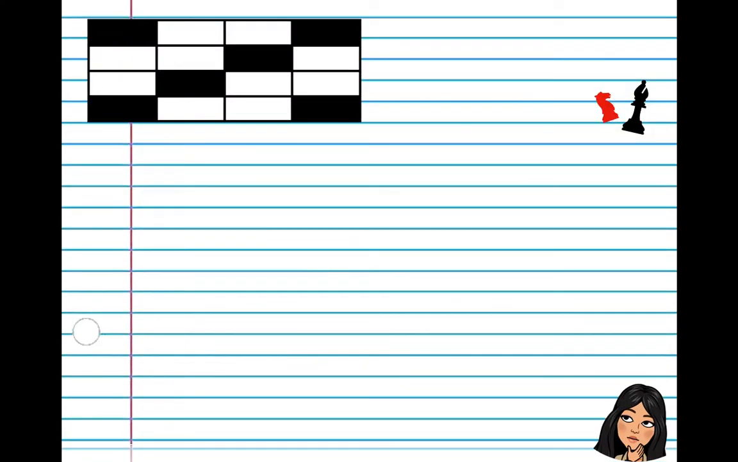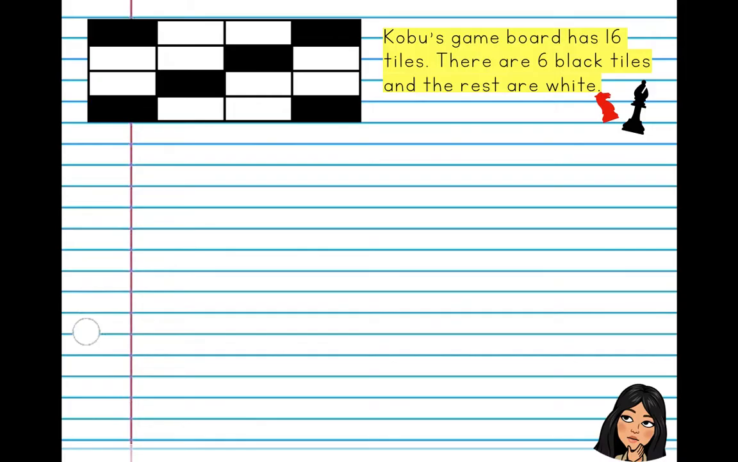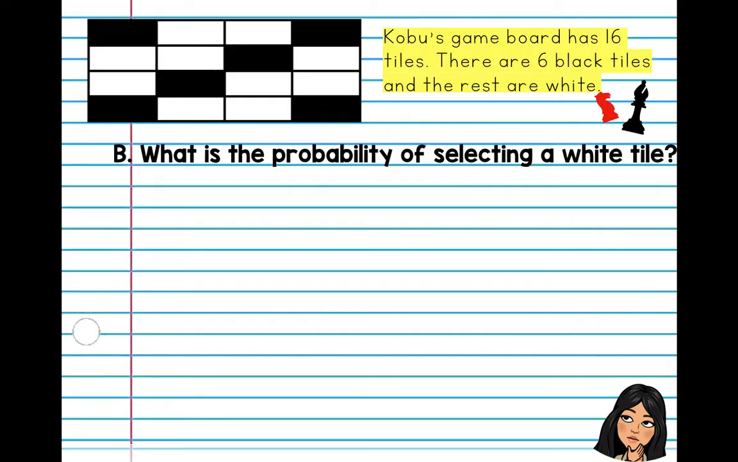So let's have another situation. Kobu's game board has 16 tiles. There are 6 black tiles and the rest are white. What is the probability of selecting a white tile? Here we have probability of getting white is, let's look at how many white we have. We have 10. And our denominator is our total outcomes, which is 16. So let's just reduce our fraction by 2.